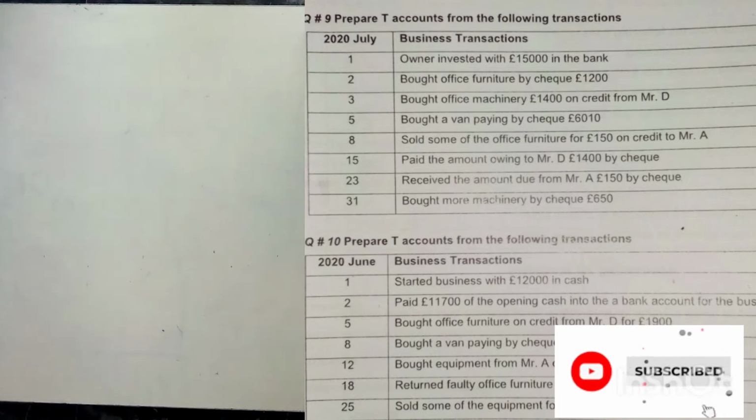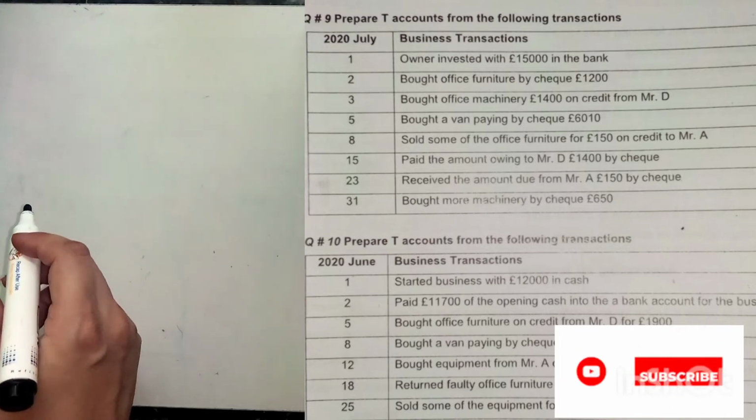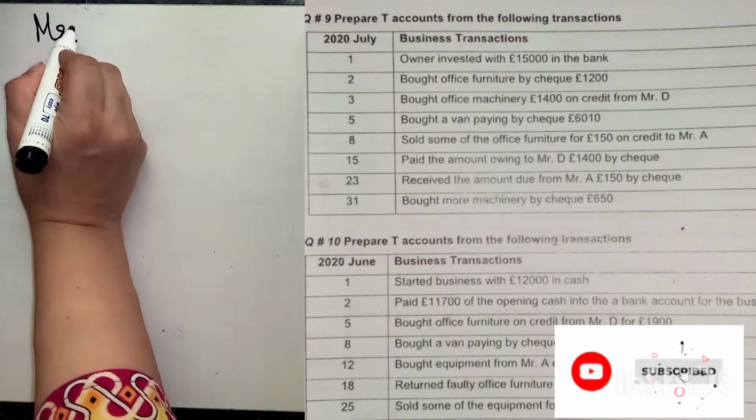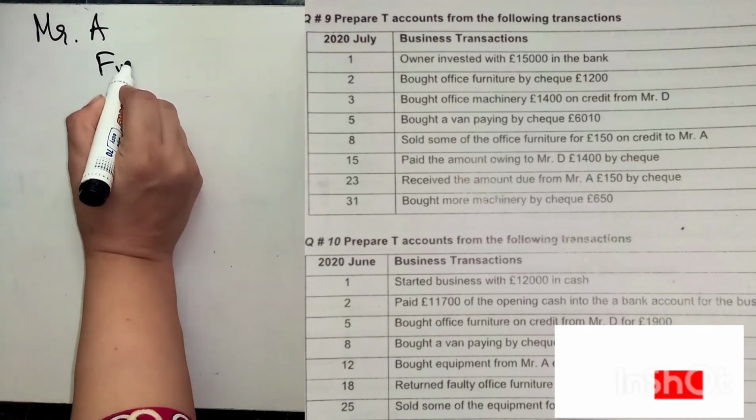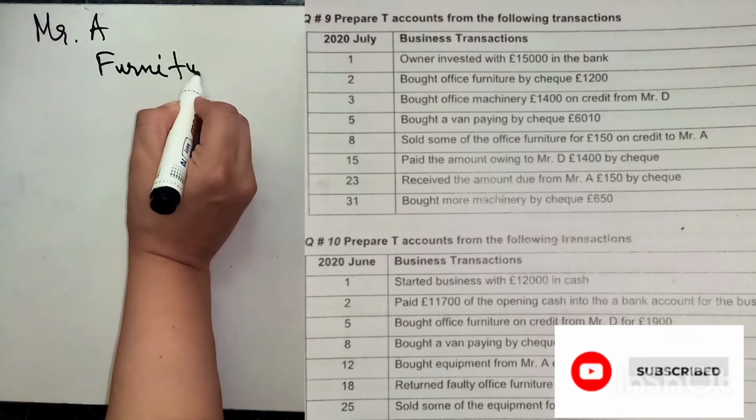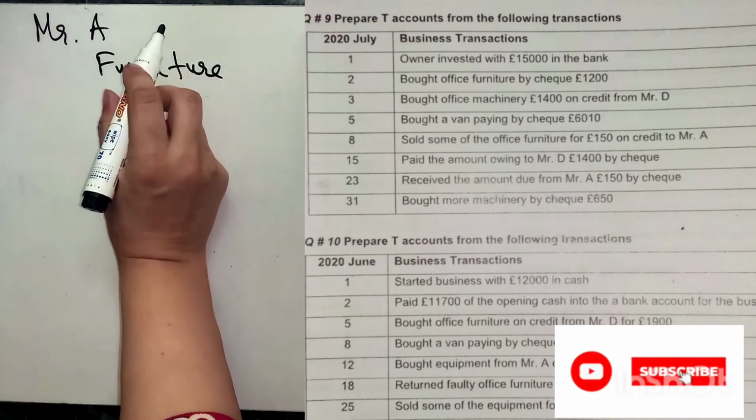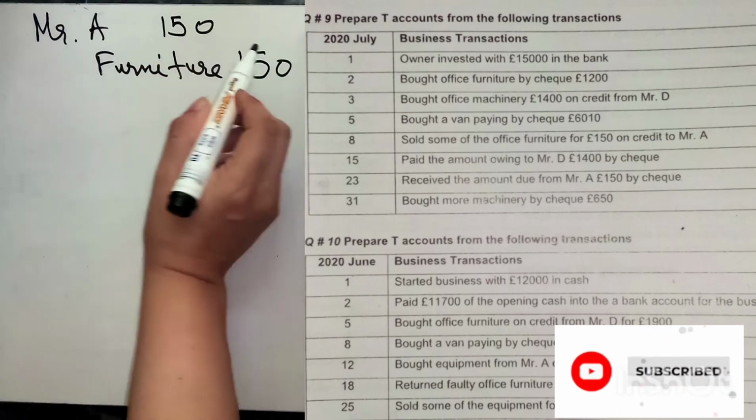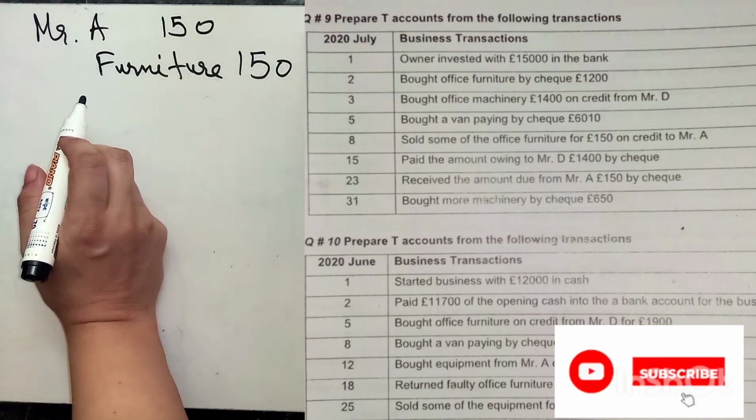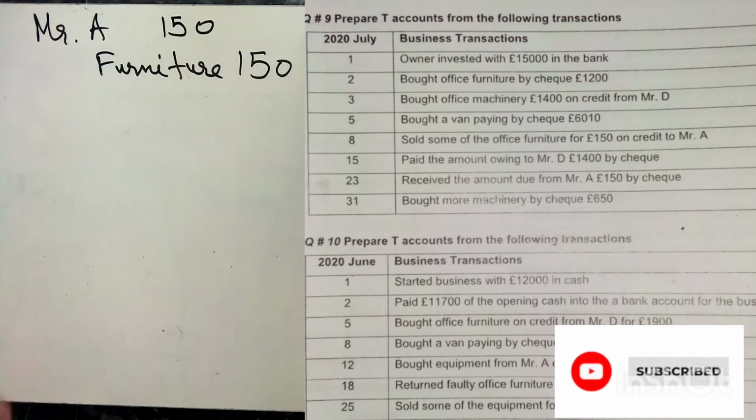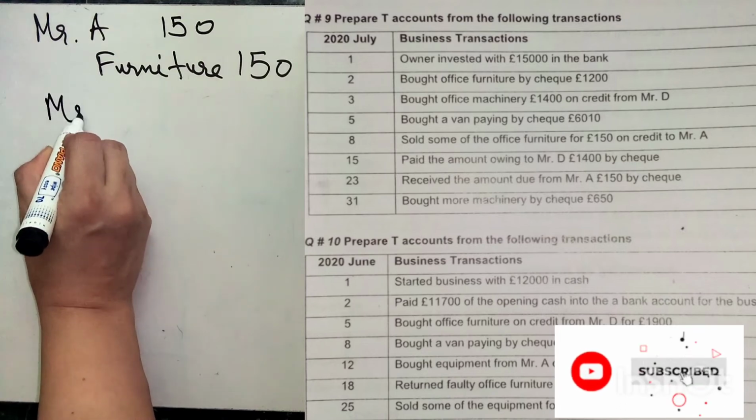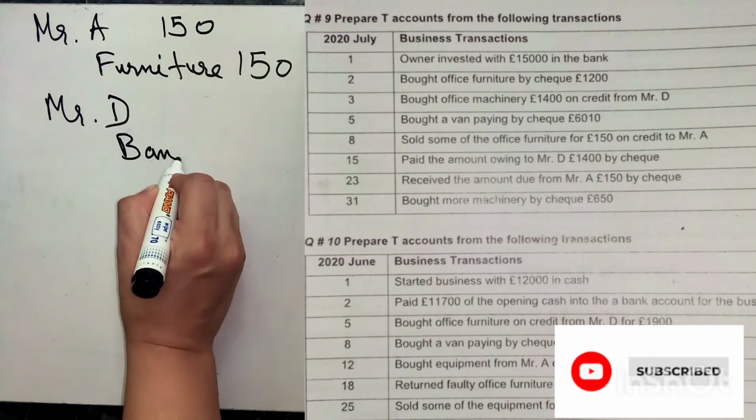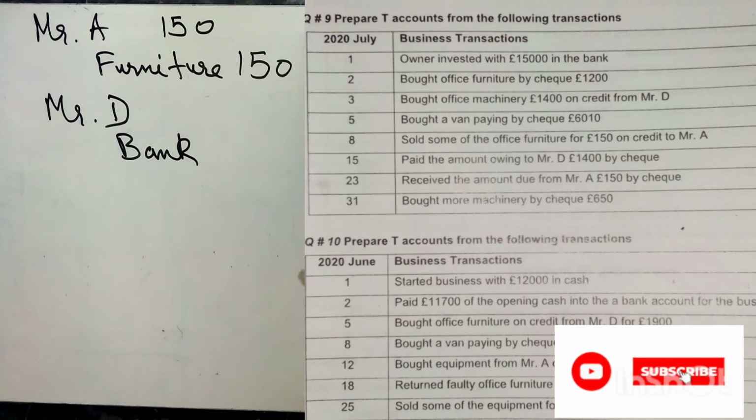Now the entry on 8th July. Sold some of the office furniture for $150 on credit to Mr. A. Furniture, now furniture on credit side. Why? Because we are selling it. This is our sale. Paid the amount owing to Mr. D. We are giving Mr. D, he is the taker. And we are giving some amount to Mr. D, so it is going to be on credit side.